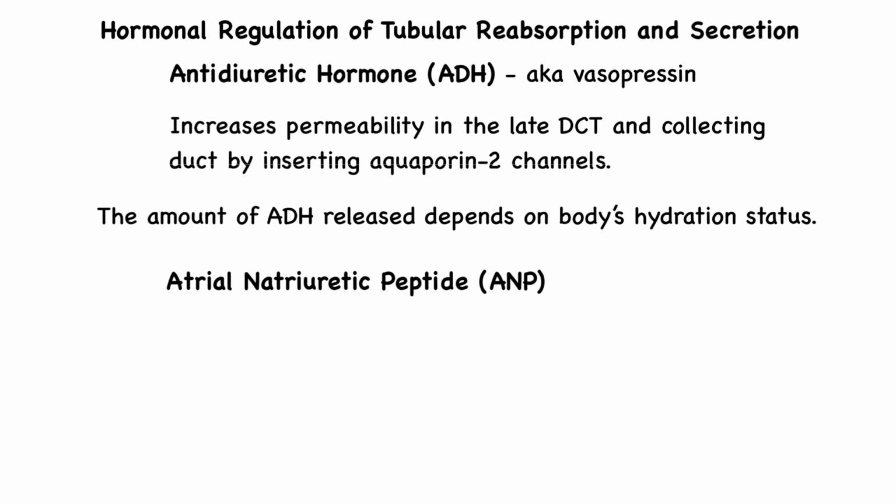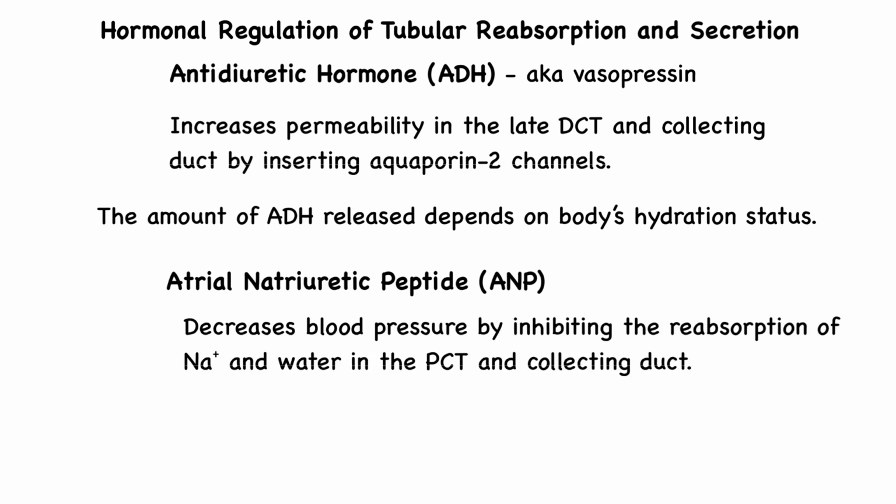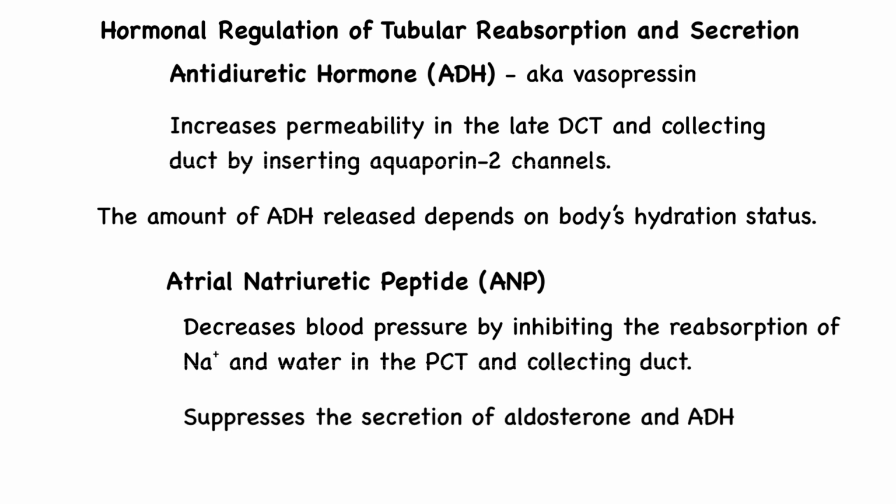Atrial natriuretic peptide is released by the cells of the right atrium when there is a large increase in blood volume to the heart. This hormone reduces blood pressure by inhibiting the reabsorption of sodium and water in the proximal convoluted tubule and collecting duct. It also suppresses the secretion of aldosterone and antidiuretic hormone, leading to increased sodium and water excretion in the urine. This overall effect lowers blood volume and blood pressure, helping to prevent excessive fluid retention.